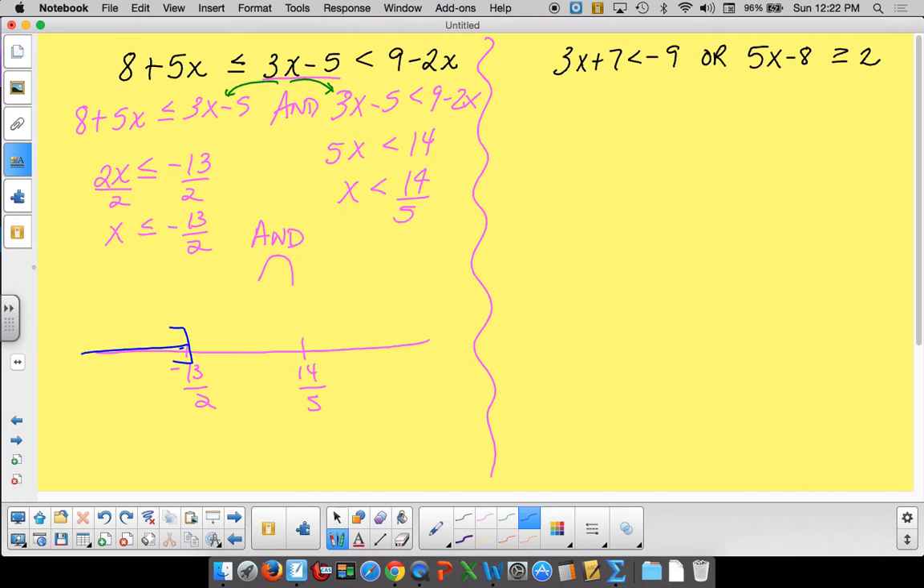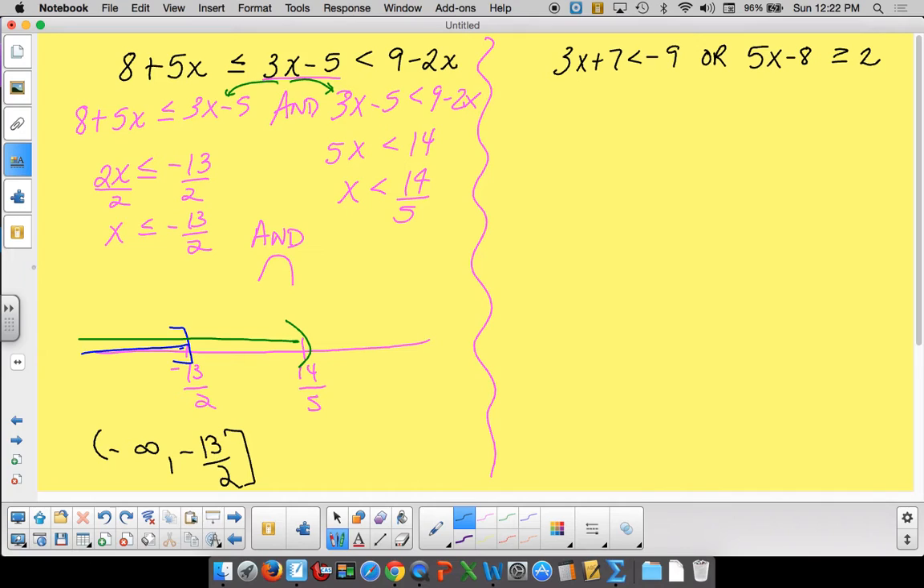14 fifths. x is less than 14 fifths. That's going to be a parenthesis, and you need to know which way. It's going less than also, so it's going to come left, but it's going to have to be a parenthesis. So if I look for where those 2 overlap, since it's an intersection, my answer has to be where they intersect. They're intersecting down here from negative infinity to negative 13 halves with a bracket. All right, that takes care of an and problem.